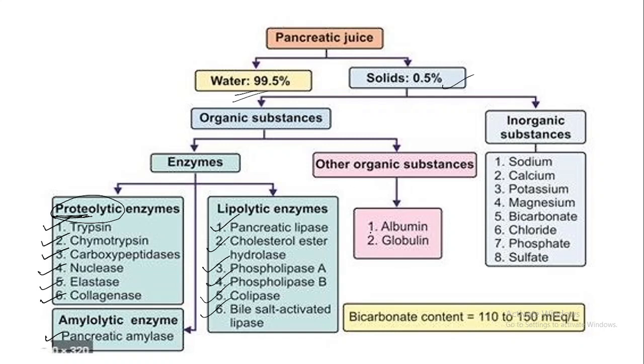Other organic components are again albumin and globulin. These are two types of proteins which the pancreas produces. Inorganic, again, all these electrolyte components, inorganic substances like sodium, calcium, potassium, magnesium, bicarbonate, chloride, phosphate, sulfate, are parts of the inorganic contents.